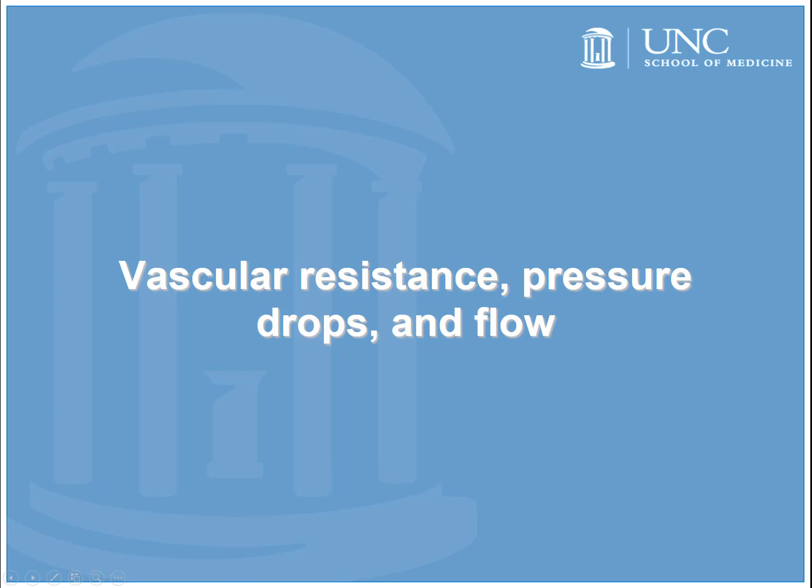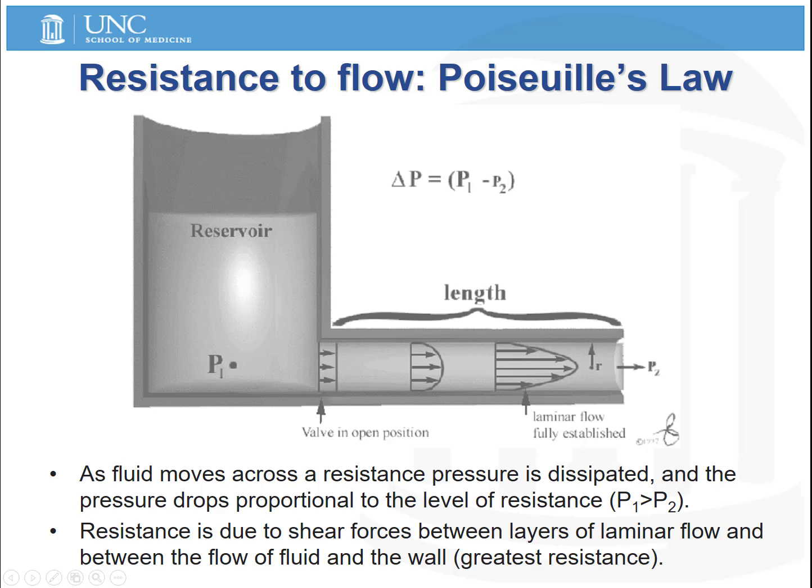Here, we'll look more in depth at the physical properties of vascular resistance and how it affects pressure and flow. Poiseuille was a French physician who studied hemodynamics in the 1800s, and Poiseuille's law describes resistance in fluid systems. This law describes the laminar flow of a viscous liquid like blood through a cylindrical tube like blood vessels.